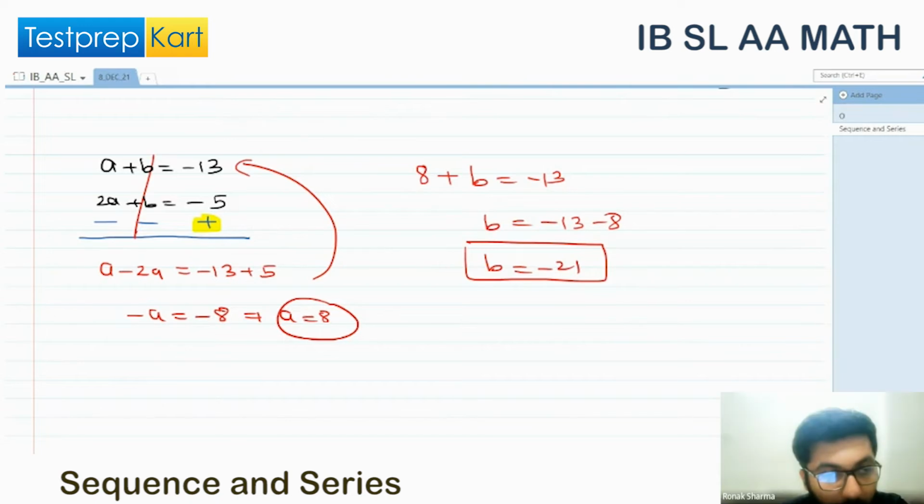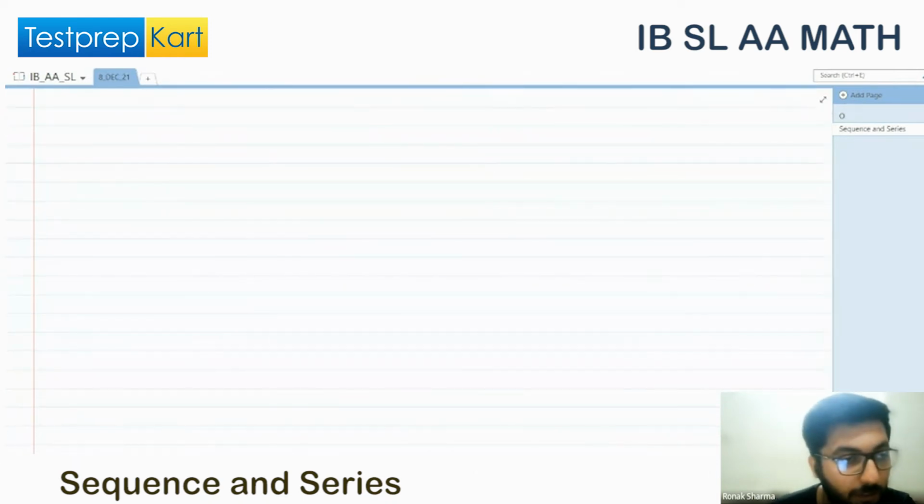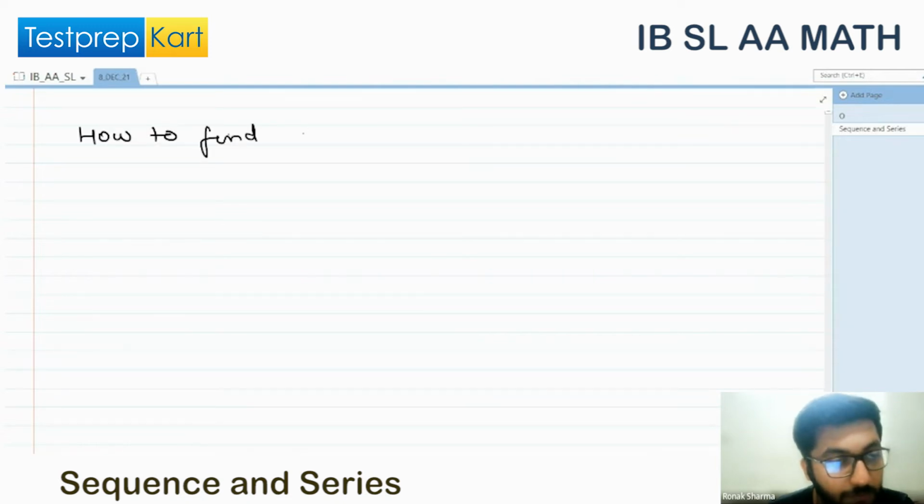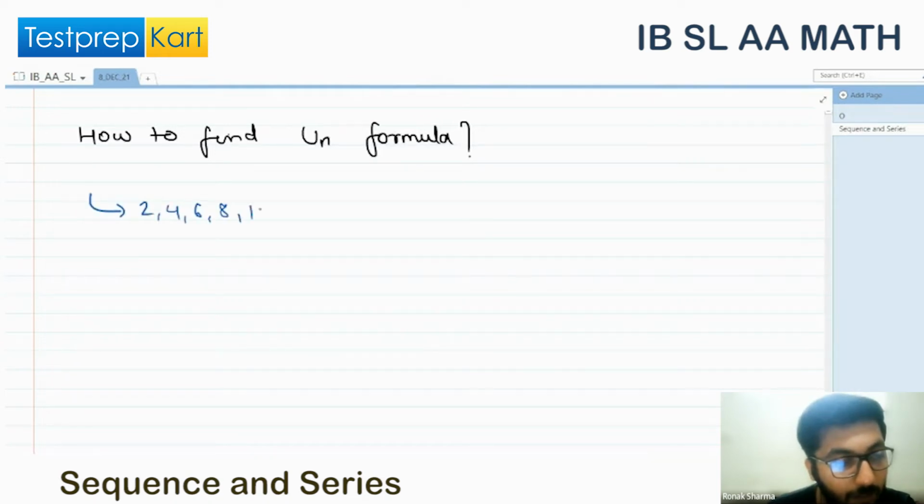So we have done the UN part, that is the general term part. Now let us talk about the arithmetic sequence. But before that, let us touch one more important term, that is how to find the UN formula. Like if I give you the sequence 2, 4, 6, 8, 10, and I'm asking you to give me the formula of UN here.